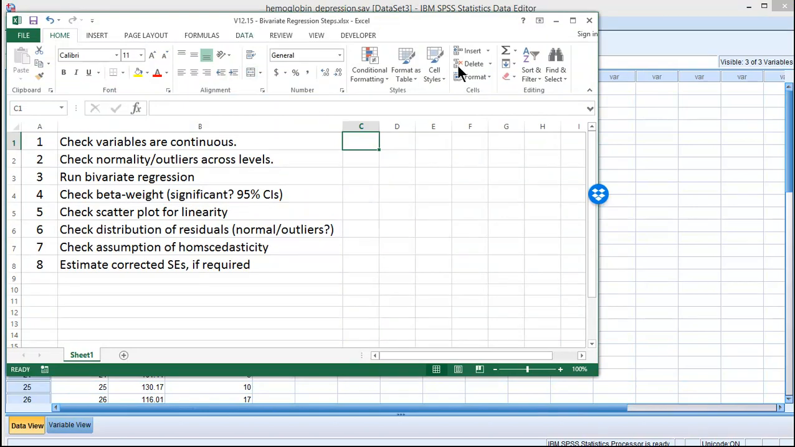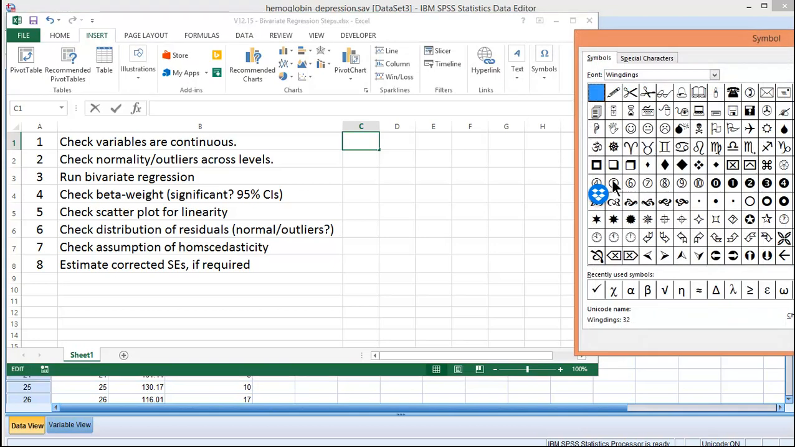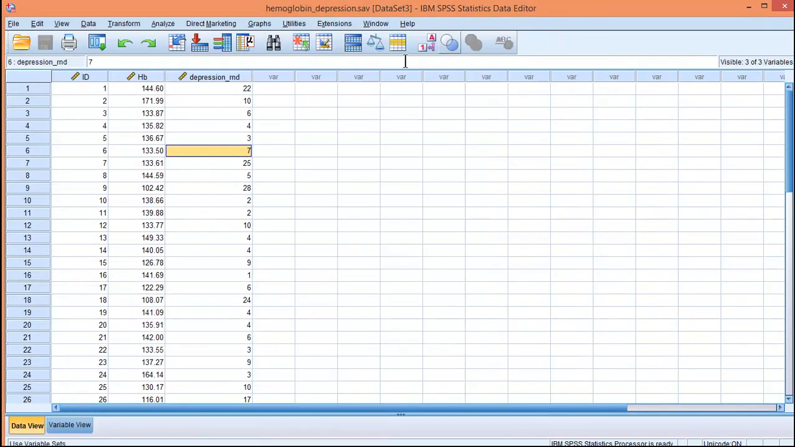We can do the analysis. We can insert a check mark. Okay, check mark done. Our variables are continuously scored. They're definitely not nominal. They're not ordinal. They're interval ratio. So check normality and outliers for both variables.